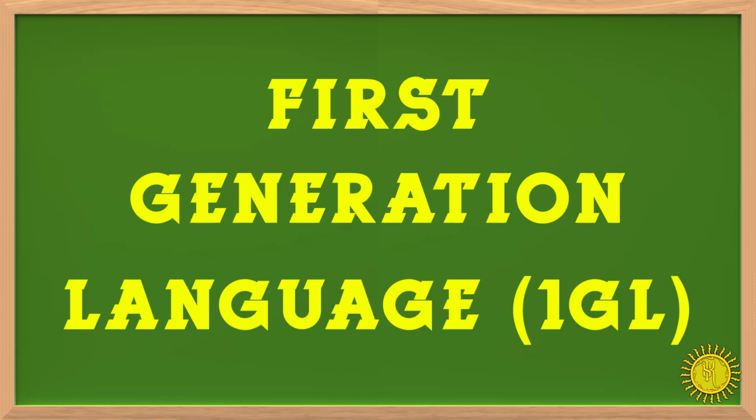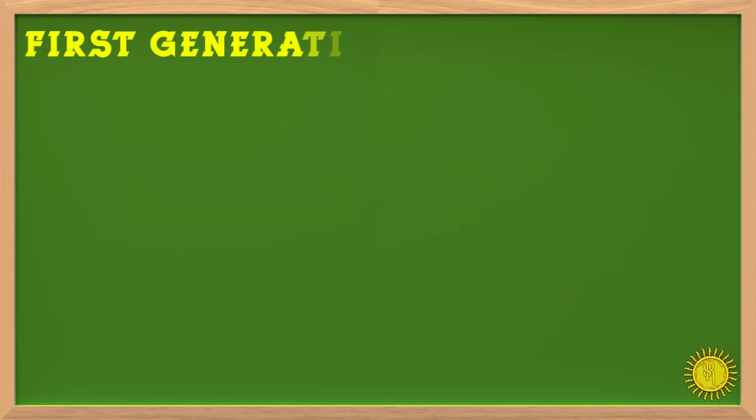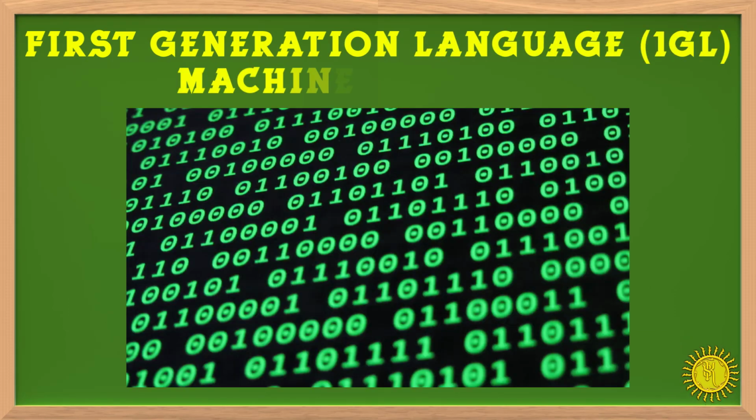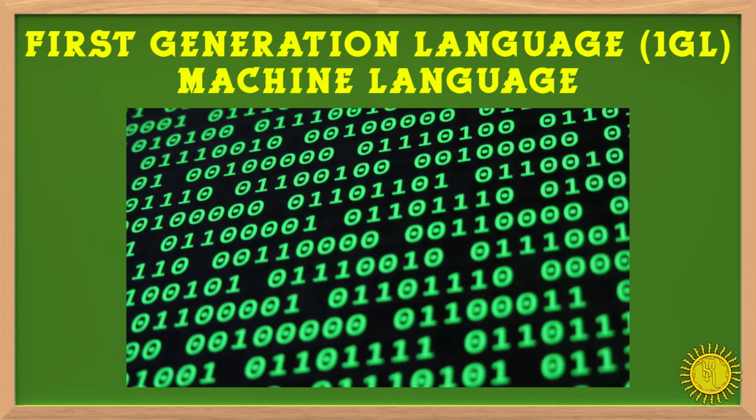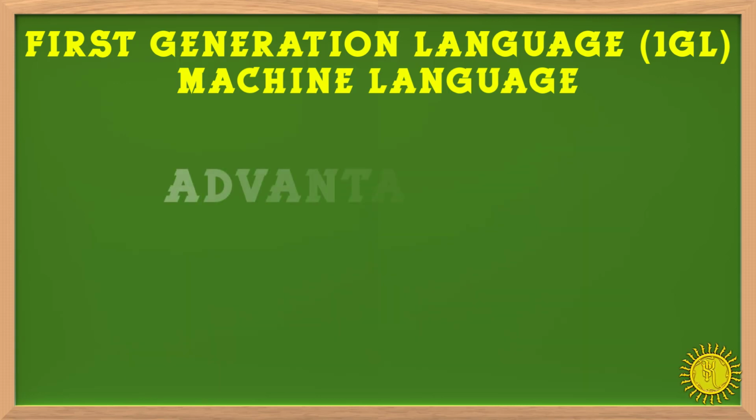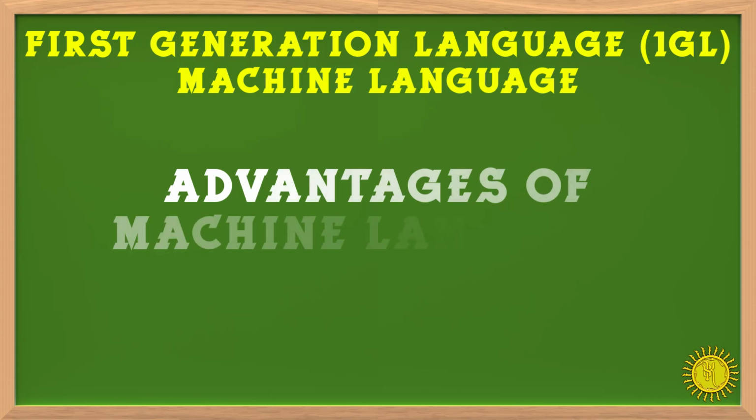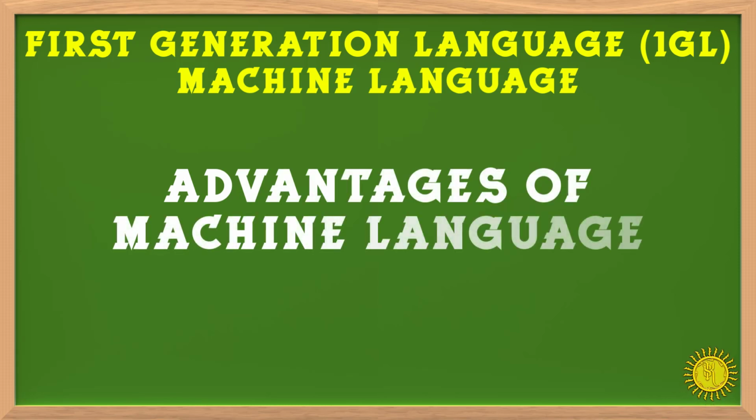So the programs can be executed directly in machine language. And the instructions written in machine language look like this. Now see the advantages of machine language. Machine code can run very fast and efficiently since the instructions are executed directly by the CPU. It utilizes less memory, means it uses less memory.